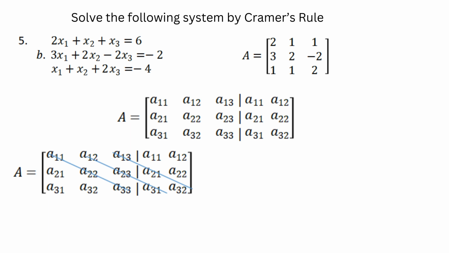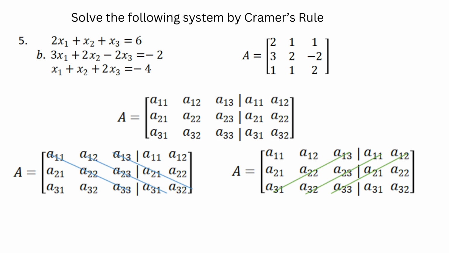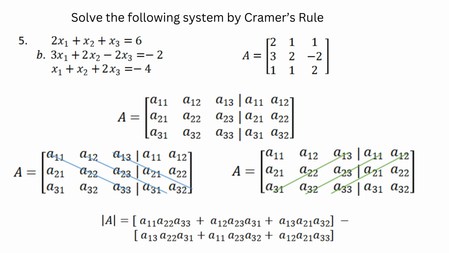And for our backward diagonals, we have a sub 13 times a sub 22 times a sub 31, plus the next diagonal, a sub 11 times a sub 23 times a sub 32, plus the last diagonal, a sub 12 times a sub 21 times a sub 33. As I stated earlier, in determining the determinant of A, we are just going to subtract the sum of the forward diagonals from the sum of the backward diagonals.